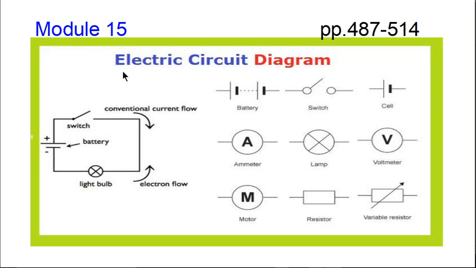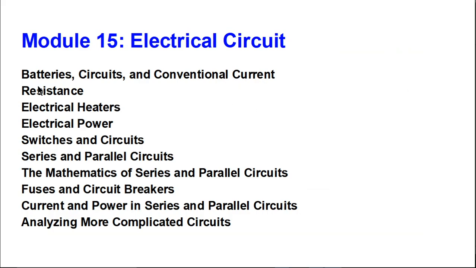Module 15 is about electric circuits. So we're going to learn all about electric circuits here, pages 487 to 514. And remember that we're just going to go all the way to example number 2. So here you go. Batteries, circuits, and conventional currents. We're going to learn about that, what it means, definitions, and so on. We're going to learn about resistance and see examples of resistors, like heaters.